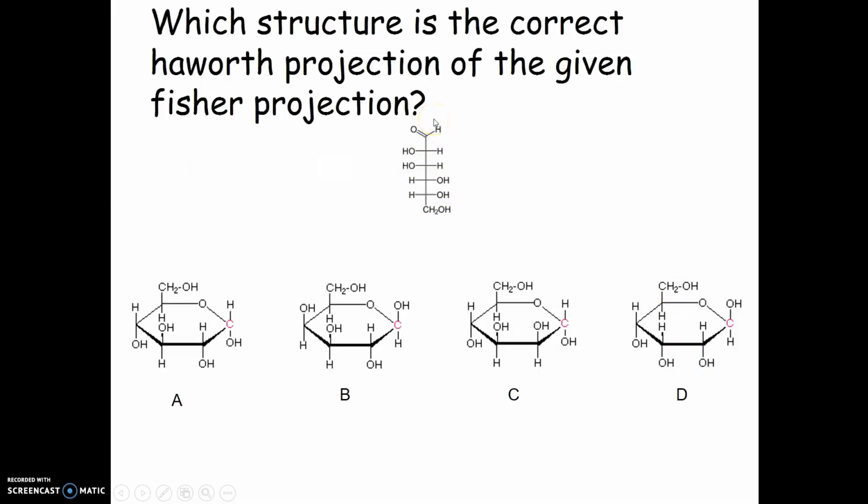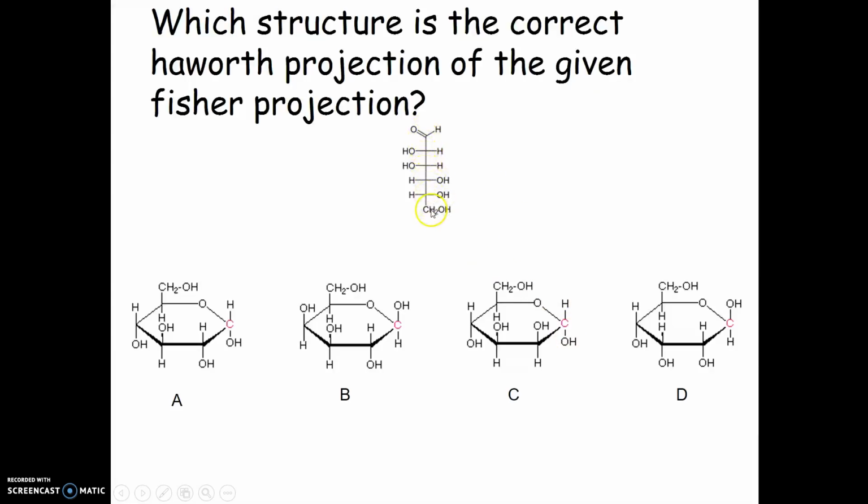When the ring has been flattened out, we refer to it as the Fisher projection, and the Haworth projection is our ring structure. So how we determine this is we have to flip it over onto its side. We know that the carbonyl is going to be the anomeric carbon, so here, the pink carbon on each of these. And if we turn it on its side, that's going to be the pink carbon.